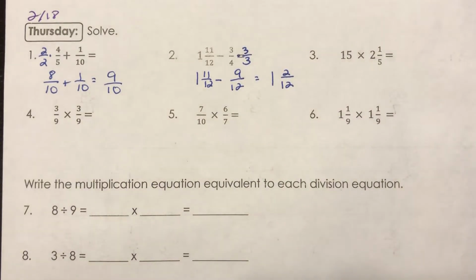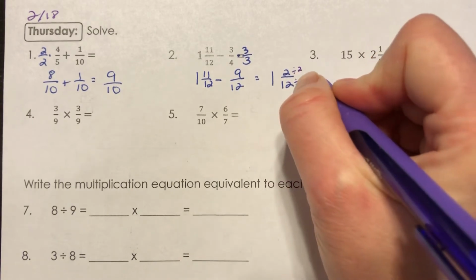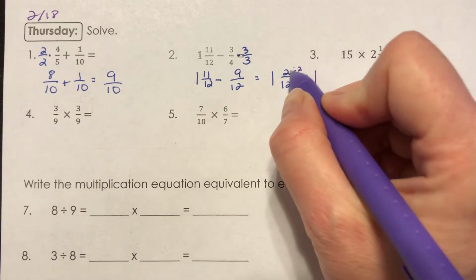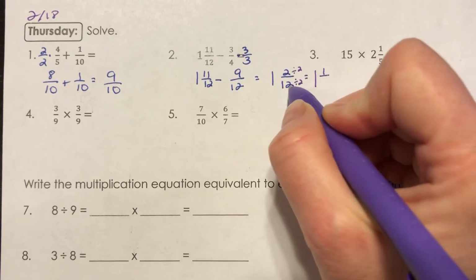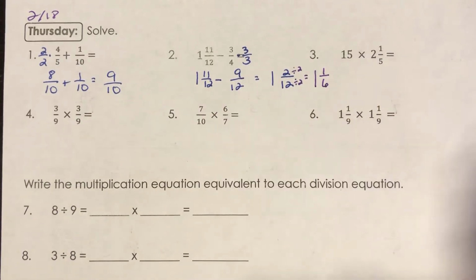Now that 2/12 can also get fixed up because they're both even, and remember, if they're both even, that means they're automatically divisible by 2. So your final answer should be 1, and 2 divided by 2 is 1, and 12 divided by 2 is 6. So 1 and 1/6 should be your final answer for number 2.